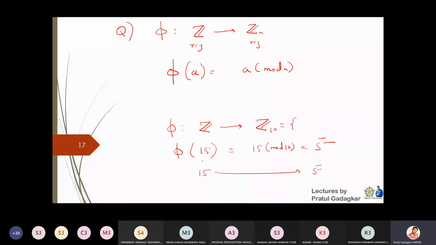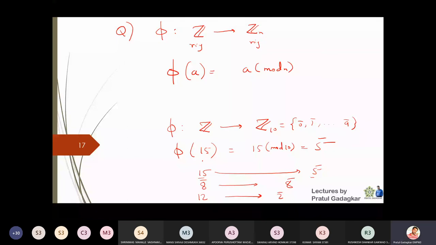What is Z10? Z10 contains 0 bar, 1 bar, 2 bar, up to 9 bar. So where will 15 go? 15 will go to 5 bar. Where will 8 bar go? 8 bar will go to 8 bar only, because 8 bar is not greater than 10. Where will 12 go? What is 12 modulo 10? 12 modulo 10 is 2. So 12 will go to 2 bar. This is the way this function is actually defined.